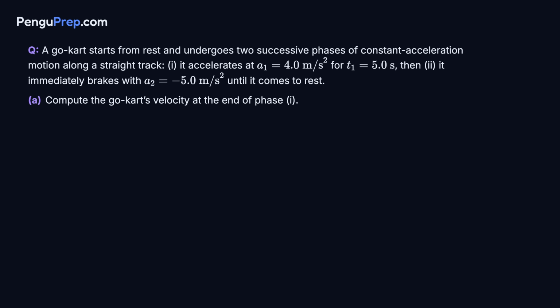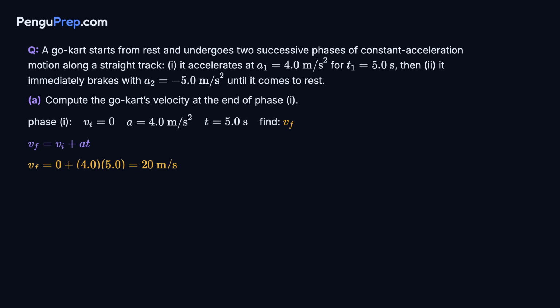For part A, look at phase 1. We're given the initial velocity because it starts from rest, and the acceleration and the time. We're trying to find the final velocity. The equation that includes all the 4 variables is this one. We plug the values in and we get 20 meters per second.